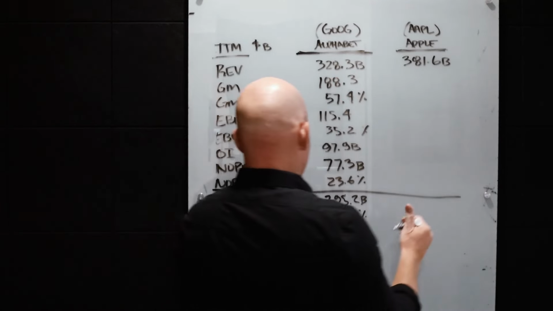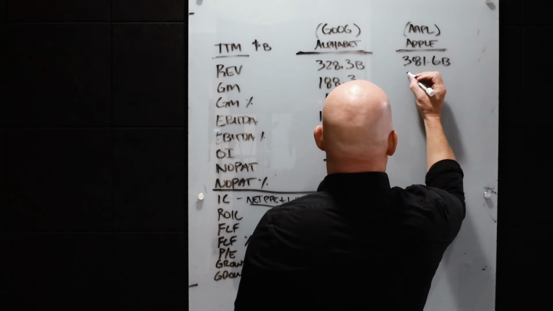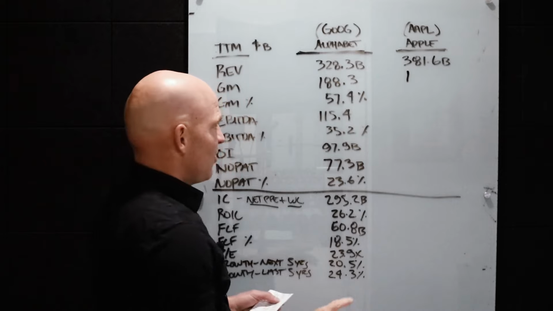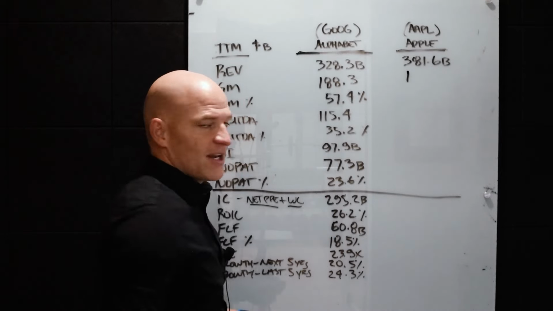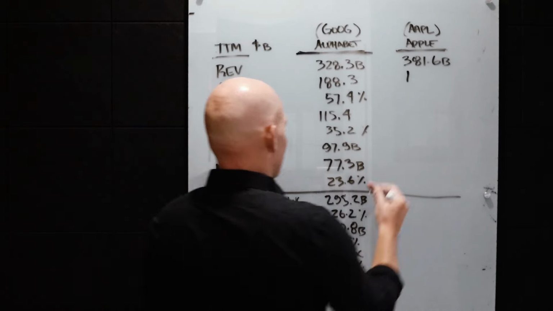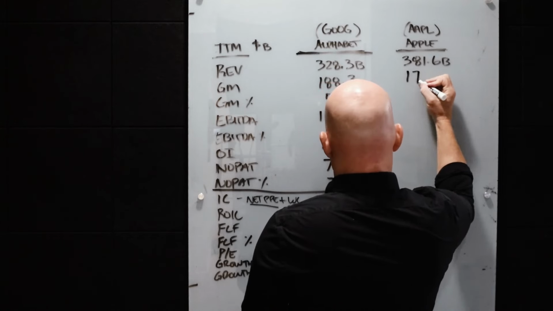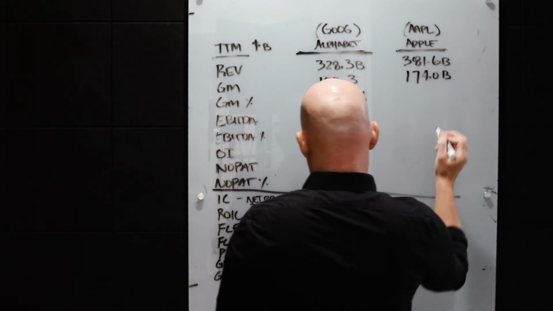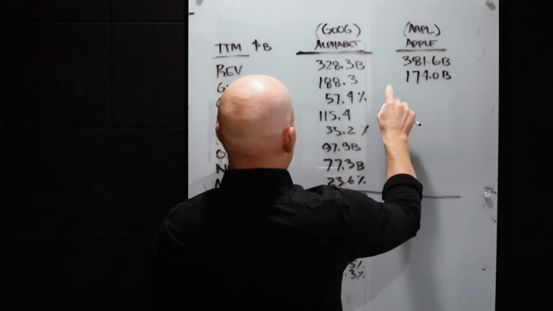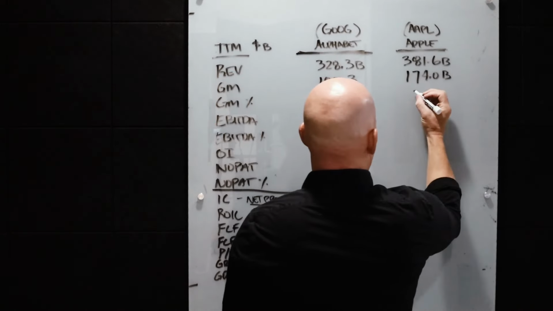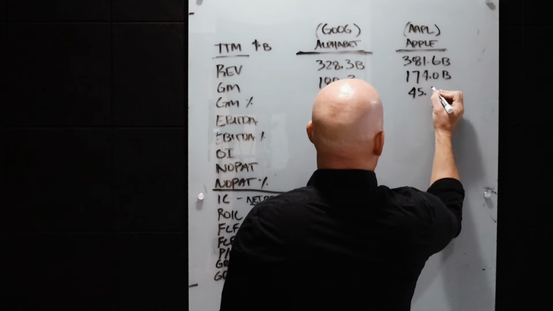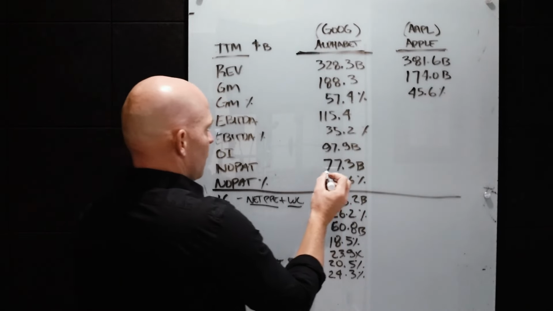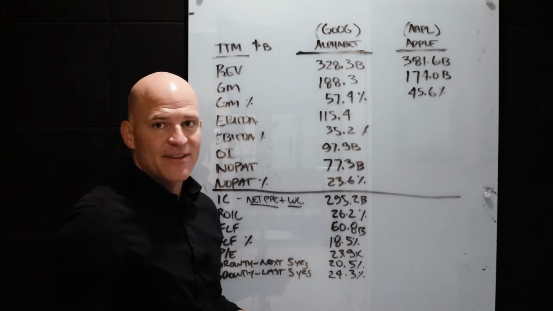Pretty surprising there. What's next is going to surprise you, especially when we get down to the end of our analysis. You may be a little surprised by a few of the numbers that I put up on the screen, so stick with me here. We have gross margin, $174.0 billion. And if we take gross margin divided by our revenue, we end up with 45.6%.